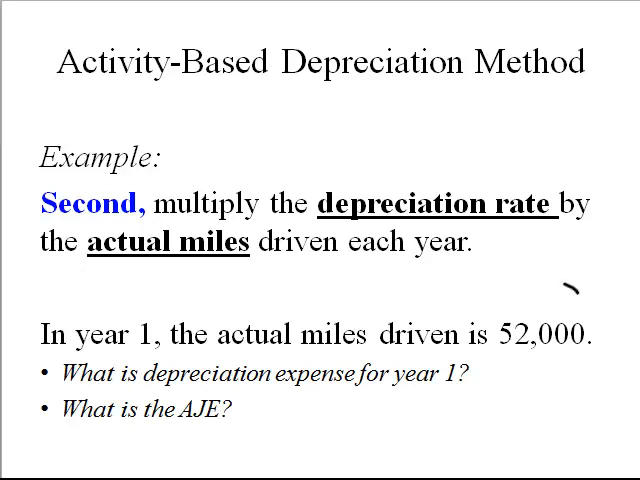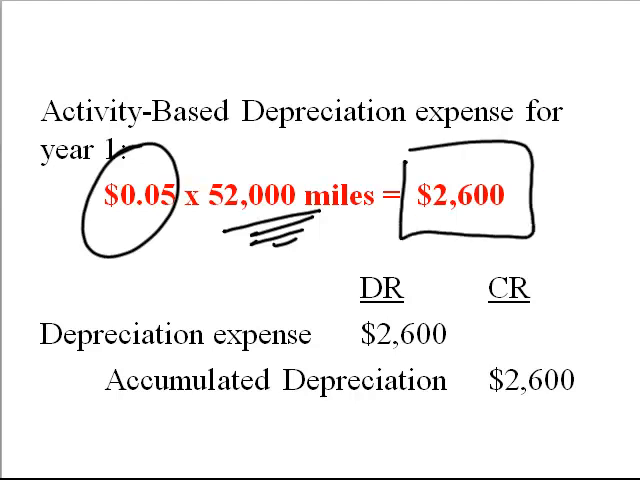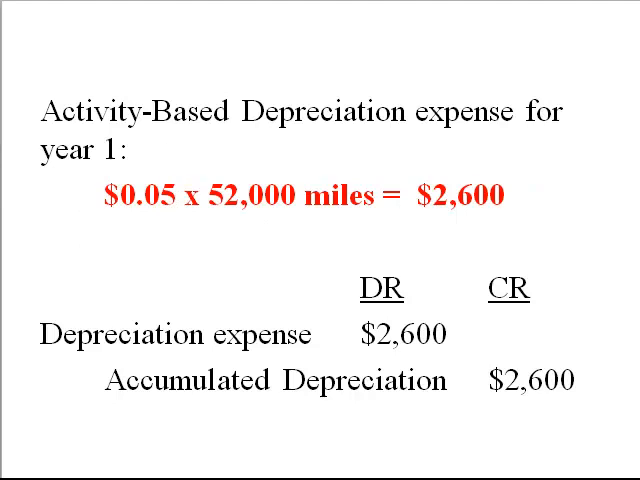If the actual miles driven are 52,000 miles, our depreciation for the first year is those 52,000 miles multiplied by the per mile rate of 5 cents. Total depreciation is therefore $2,600 for year 1.